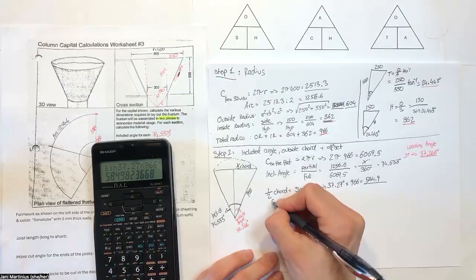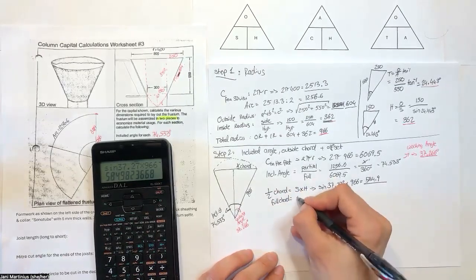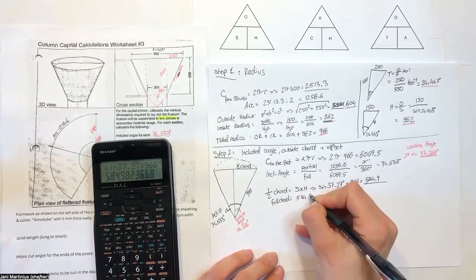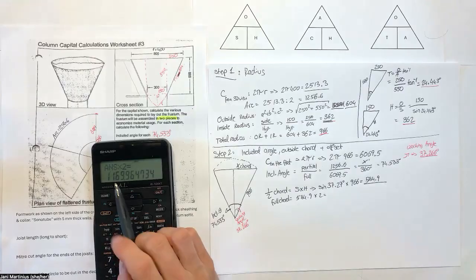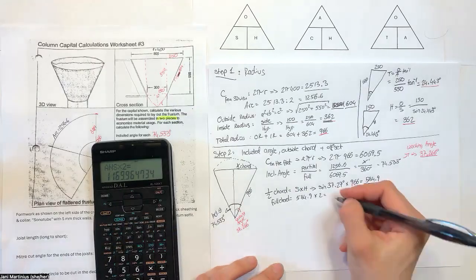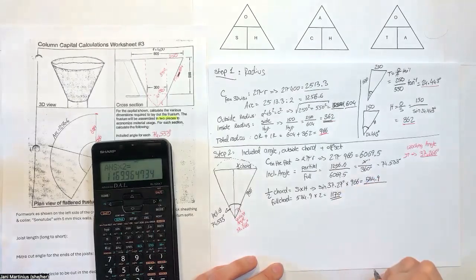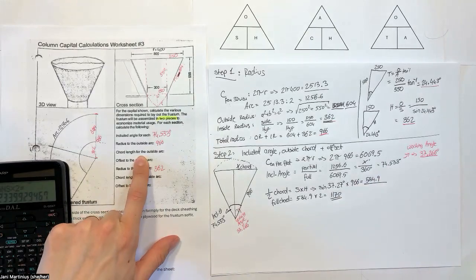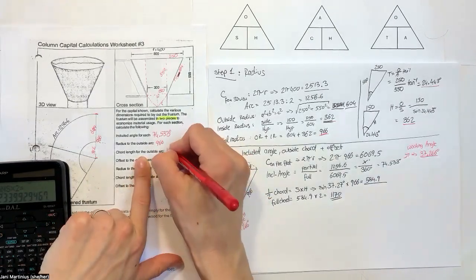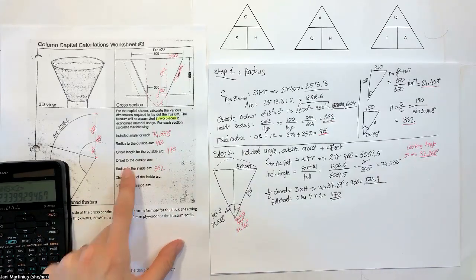Now for our full chord, we just multiply that by 2, right? 584.9 times 2, and we'll just round now, so 1170. And that's the chord length for the outside arc. That's the one, 1170. Now we want to find the offset.